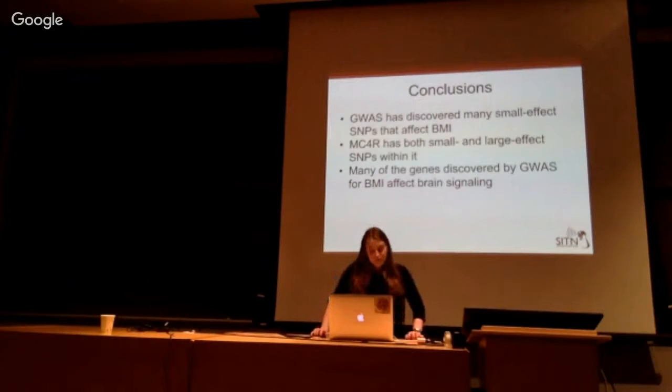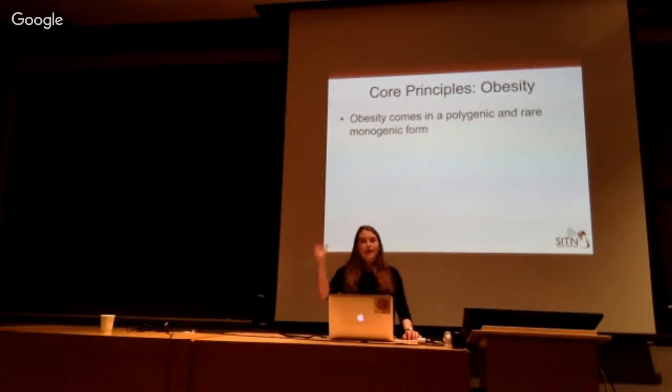So in conclusion, GWAS has discovered many small effect SNPs that affect BMI. MC4R has both small and large effect SNPs within it, and many of the genes discovered by GWAS for BMI affect brain signaling. But to take a step back for a second, there are some core principles that I hope you can all take away from this. So first, some core principles about obesity.